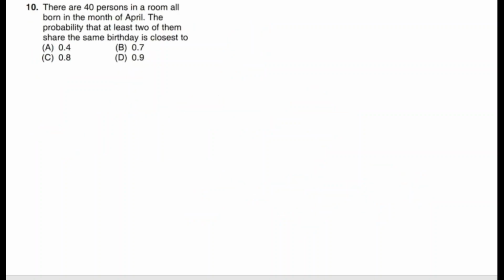Now, what does the question say? There are 40 persons in a room. 40 means 40 students are there in a room. All are born in the month of April. Okay, everyone is born in the month of April only. The probability that at least 2 of them share the same birthday. What is the probability that at least 2 of them will share the same birthday?